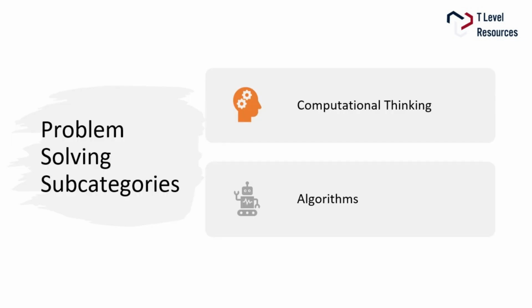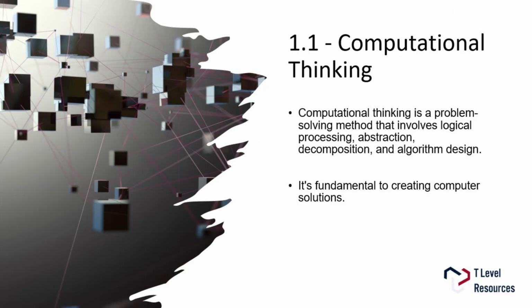Problem solving subcategories: computational thinking and algorithms. 1.1. Computational thinking. Computational thinking is a problem-solving method that involves logical processing, abstraction, decomposition, and algorithm design. It's fundamental to creating computer solutions.